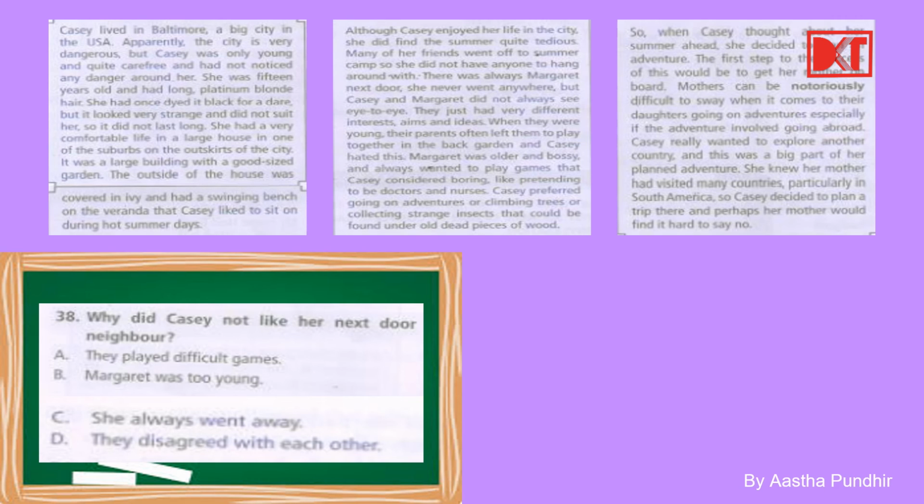Okay, here. Why did Casey not like her next door neighbor? They played different difficult games, or Margaret was too young, or she always went away, or they disagreed with each other. Now, here you see we had Margaret. She never went anywhere, but they did not always see eye to eye. They had different interests, aims, and ideas. So we can say they always disagreed with each other. Okay.